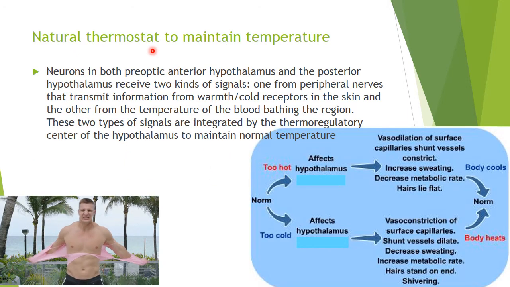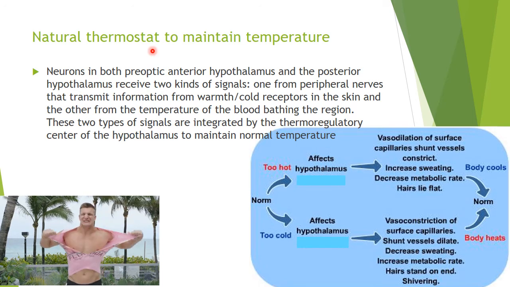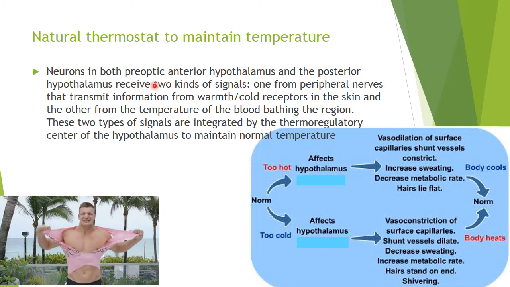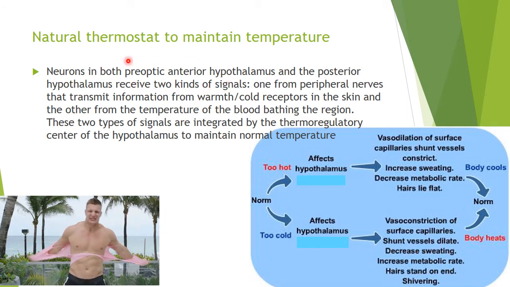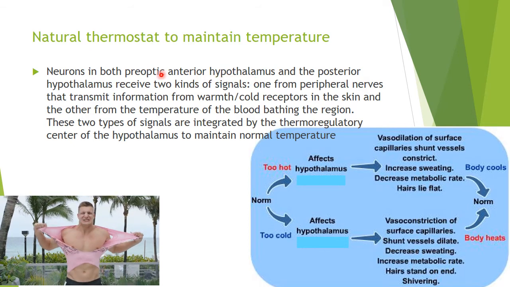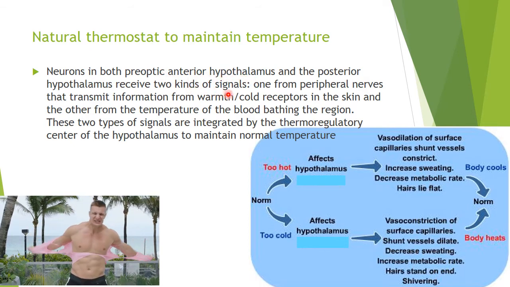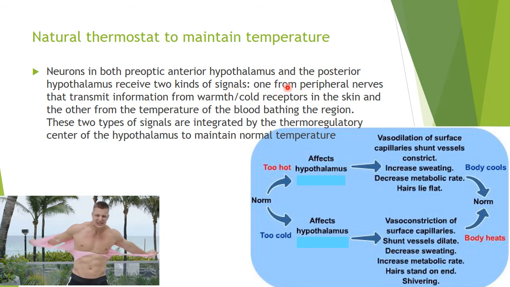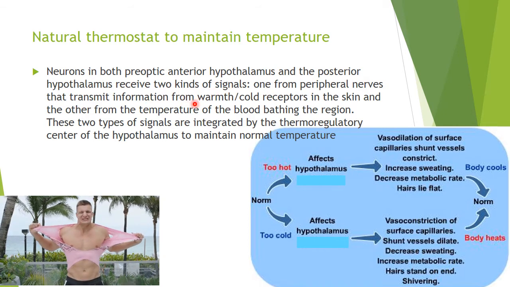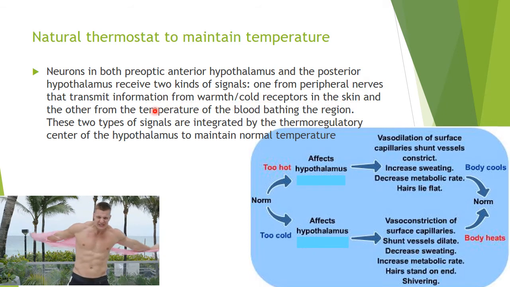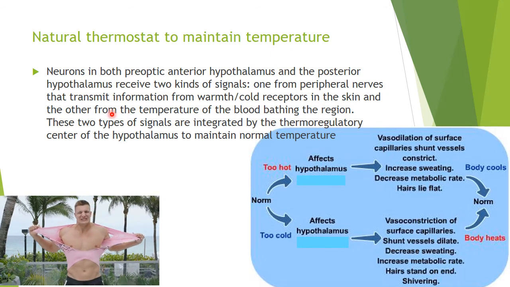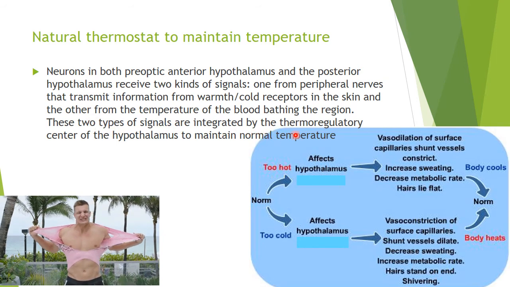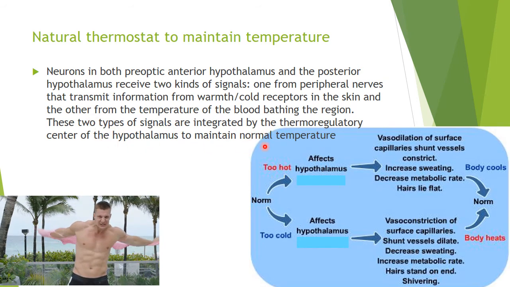In the body, there is a natural thermostat which maintains normal temperature. Neurons in both the preoptic anterior hypothalamus and the posterior hypothalamus receive two kinds of signal. So the natural thermostat is in the hypothalamus, in the anterior preoptic and the posterior hypothalamus. They receive signals from nerve and blood. One signal is obtained from the peripheral nerves that transmit information from warmth and cold receptors in the skin, and another signal is from the blood which bathes the region. These two types of signals are integrated by the thermoregulatory center of the hypothalamus to maintain the normal temperature.